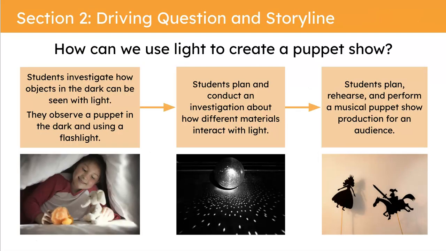Section 2 engages students with the driving question of how can we use light to create a puppet show? Students investigate how objects in the dark can be seen with light and observe a puppet show in the dark using a flashlight. Then, students plan and conduct an investigation about how different materials interact with light. The section and unit complete with students planning, rehearsing, and performing a musical puppet show for an audience. We'd love to be invited!